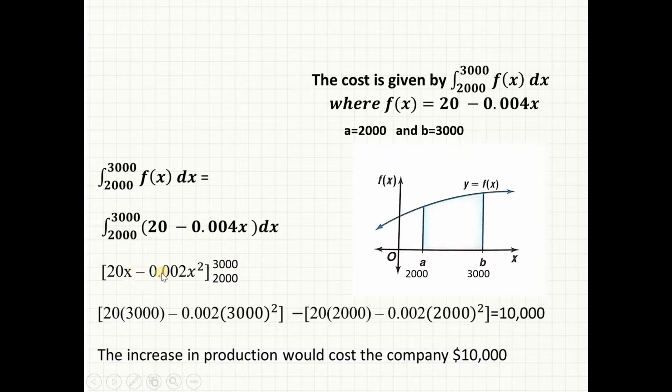So I'm going to subtract F(b) minus F(a). F at the end is 3,000. Replace the x by 3,000 minus, let's start, 20 times 2,000 minus 0.002 times 2,000 squared. The final answer is going to be 10,000. What does it mean? It means the increase in production would cost the company $10,000.